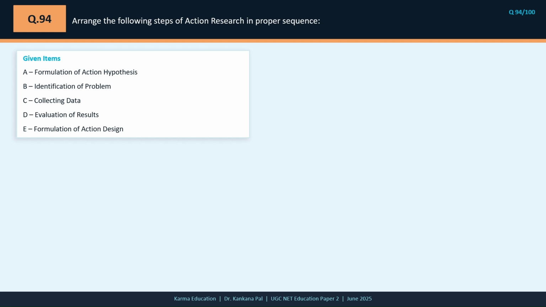Question number 94. Arrange the following steps of action research. A. Formulation of action hypothesis. B. Identification of the problem. C. Collecting data. D. Evaluation of results. E. Formulation of action design.